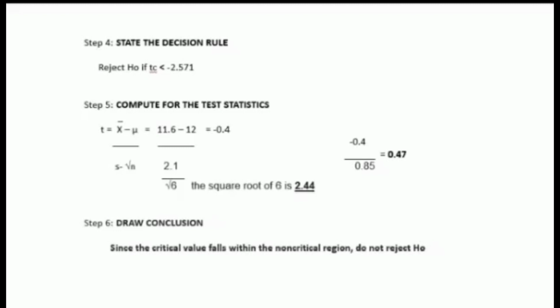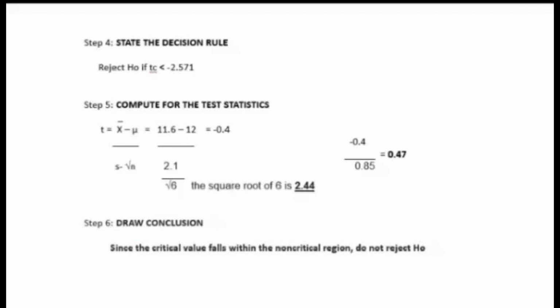Next, step 5. Compute the test statistic. t equals x minus mu, divided by s over the square root of n. So x is 11.6 and mu is 12. 11.6 minus 12 equals negative 0.4. The standard deviation is 2.1, and we divide it by the square root of 6. The square root of 6 is 2.44.